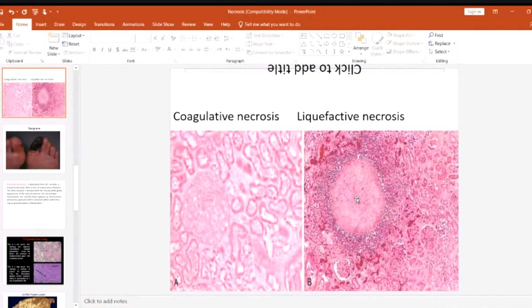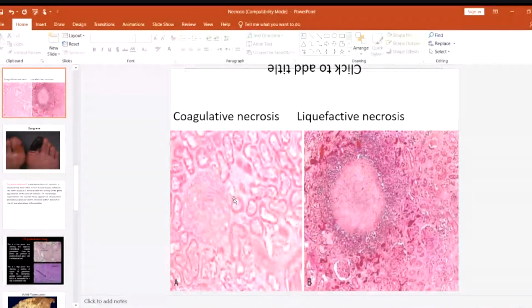Okay, students. Yes, here this is the area of necrosis. You see no outline, just viscous necrotic debris, just acellular necrotic debris. Okay. Now, what is the cause for this patient A?